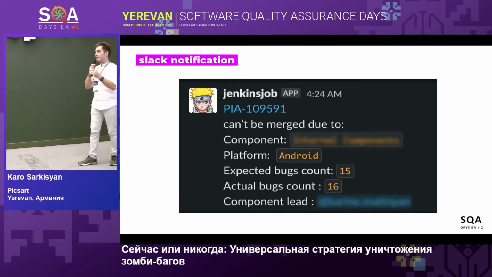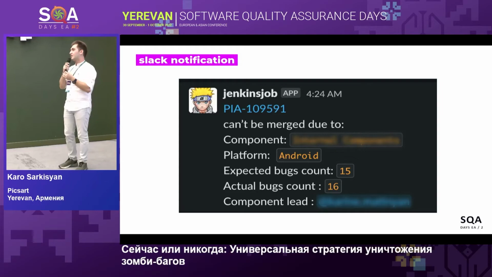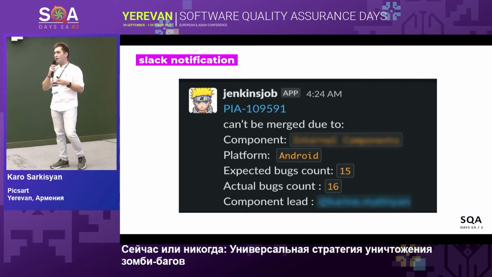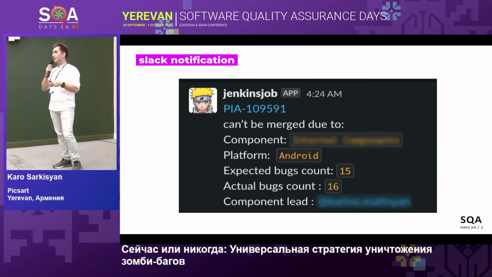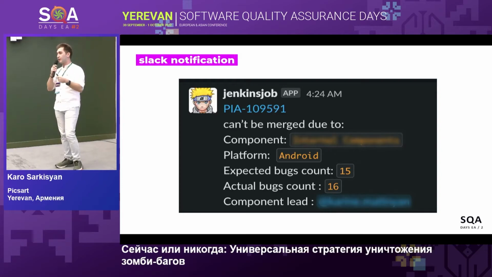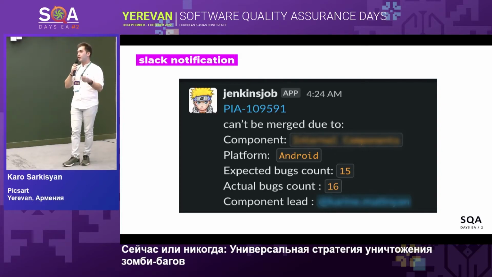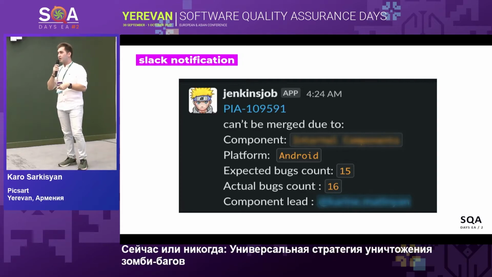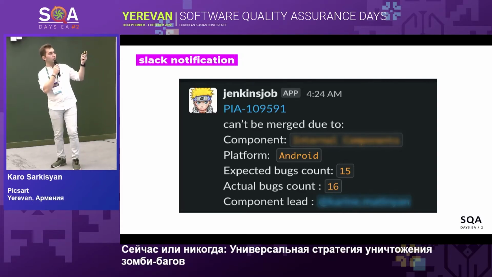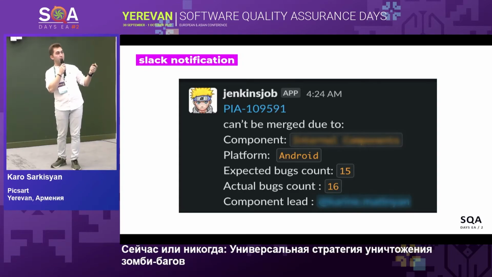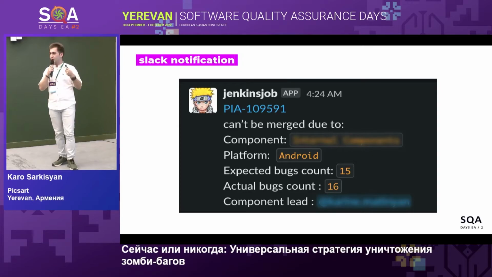So, for example, if the team has 50 bugs on the Android platform, after the next sprint they should fix 10% of their bugs to be able to merge new features. Otherwise, they will be blocked, and they will get a Slack notification that the branch can't be merged because the threshold of the actual bugs count was exceeded.